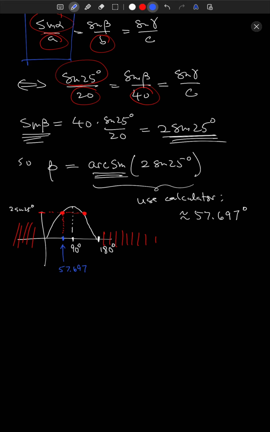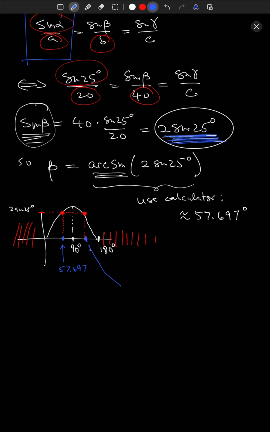So this guy right here, let me do it in red. This angle right there, sine of that angle is also 2 times sine 25 degrees, all right? So what we had was, we knew that sine of beta had to be this number, 2 sine 25 degrees, but there's actually two angles whose sines are that number. So at this point, we know there's potentially two triangles that have the sides and angles that we were given, all right?